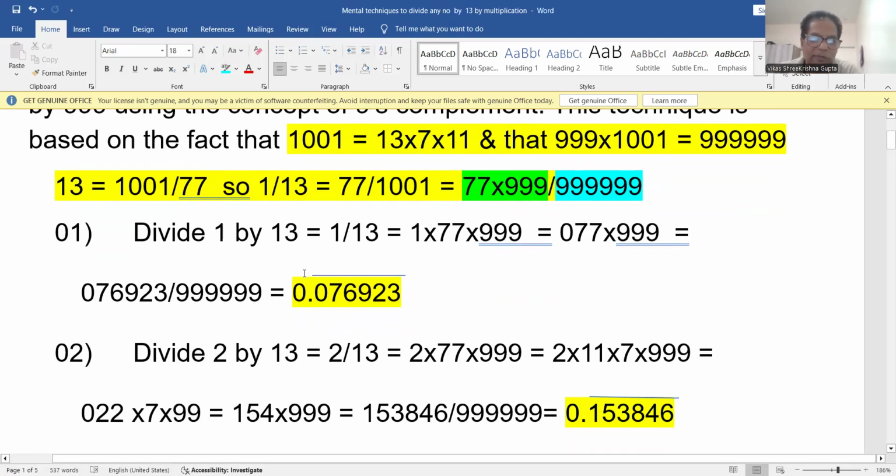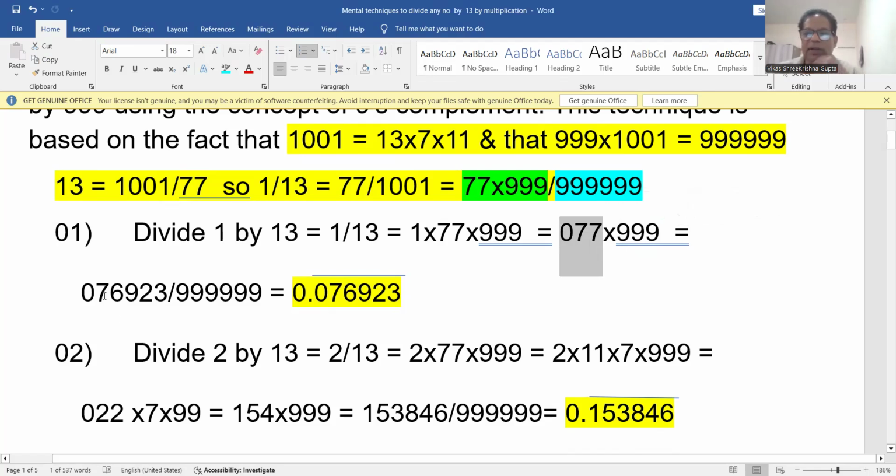So suppose I have to divide 1 by 13. What is the formula? I first multiply 1 by 77. I get 77, but I require a 3-digit number, so I put a 0 in front to make it 077. Then I multiply this number by 999. As you know how to multiply a number by a series of 9s, you subtract 1 from this number, 077, and I get 076. Then I find the nines complement of every digit.